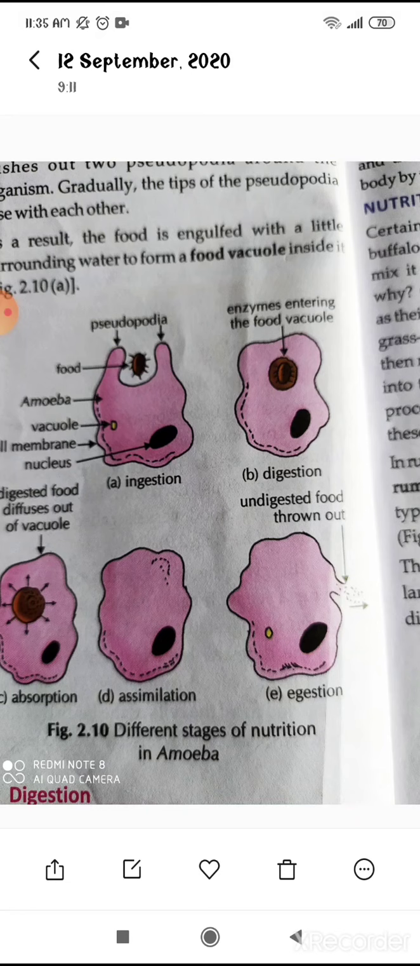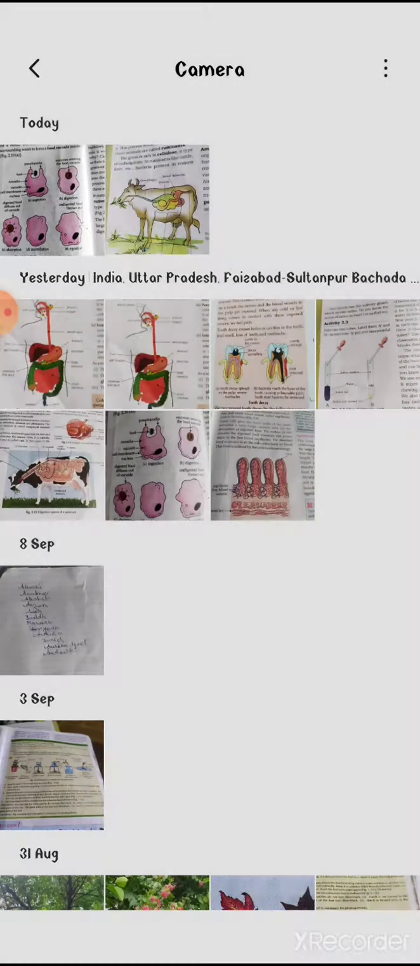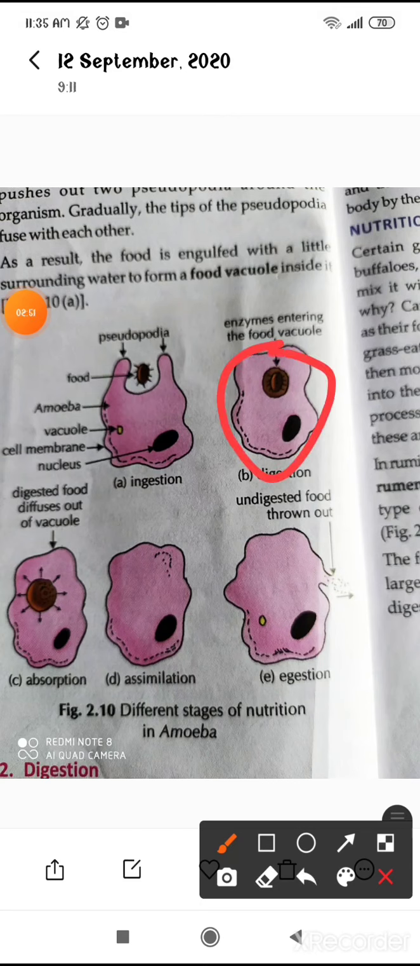Okay, so all the processes of nutrition are performed by the single cell of amoeba. Amoeba is only one cell, but it can perform all the functions. So we are just going to discuss only about the digestion in this chapter, because this chapter belongs to the nutrition.